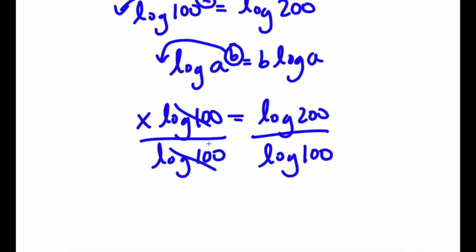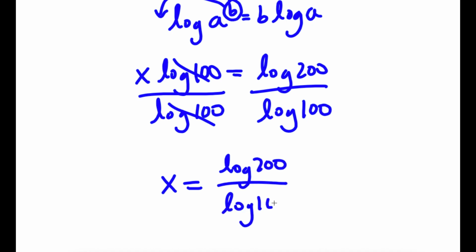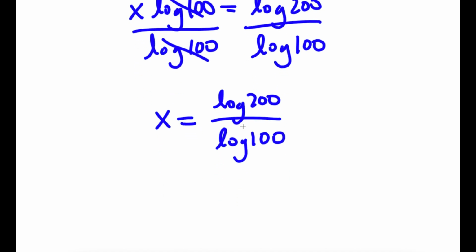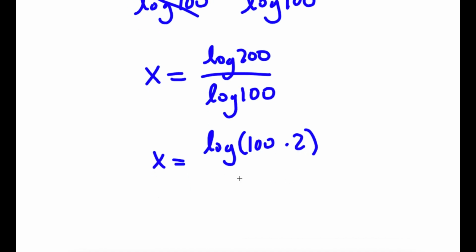So log 100 and log 100, these two cancel out. So now I have x is equal to log 200 over log 100. Now log 200, I can rewrite as log of 100 times 2. And log 100, I can rewrite as log 10 squared.